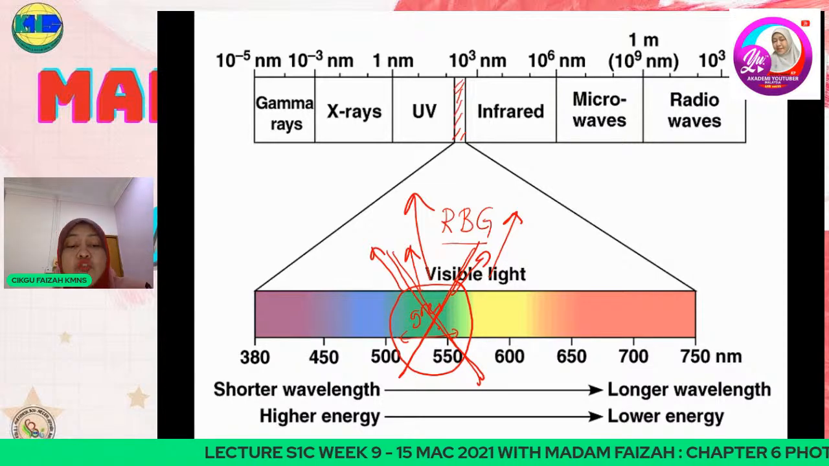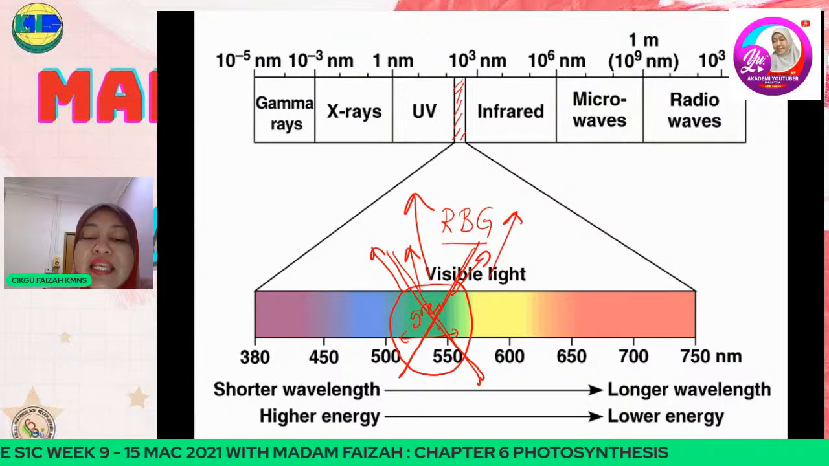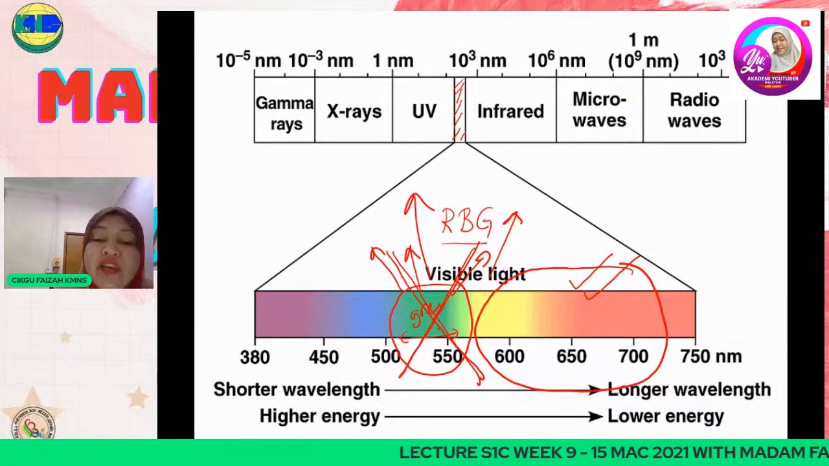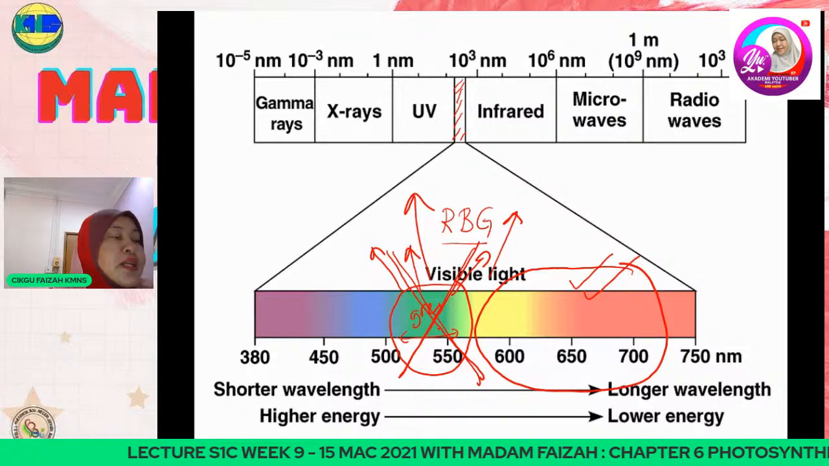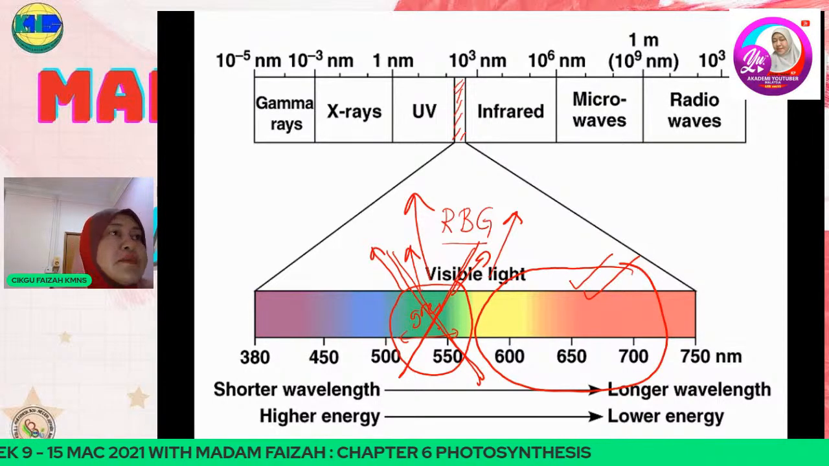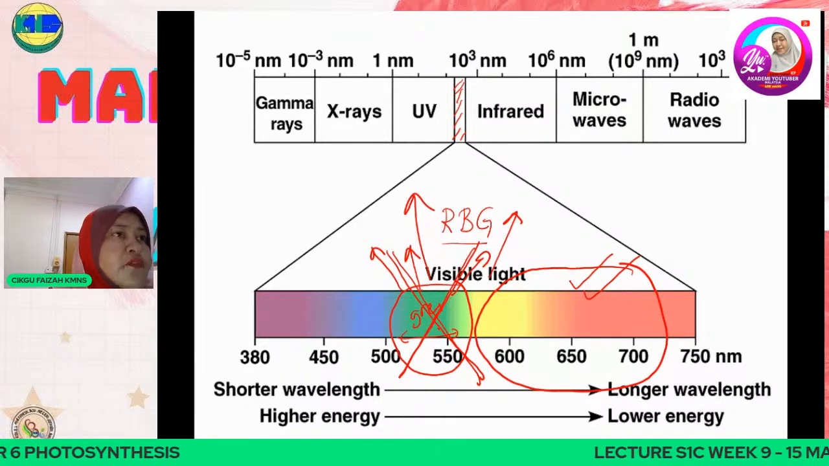So mana yang dia akan absorb? Okay, actually they start to absorb somewhere here, this value. Okay, chlorophyll kita akan about what we call, kalau you tengok dalam our page 128 ni, kelas: the absorption spectrum of photosynthetic pigment.